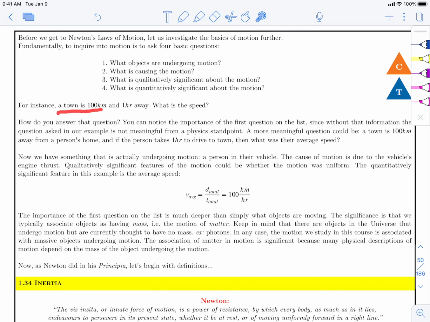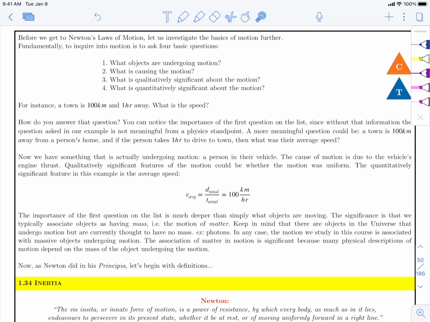So for instance, this is a terribly worded question. A town is 100 kilometers and 1 hour away. What is the speed? Well, what is undergoing motion? We don't know. What is causing the motion? We don't know. And it's not even well posed. What is the speed of what? What is the thing that's undergoing motion?